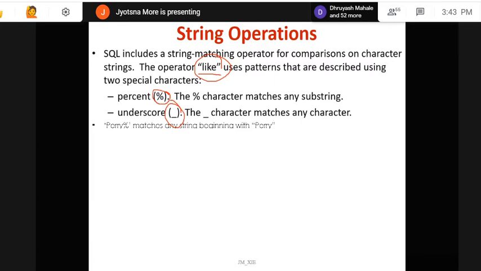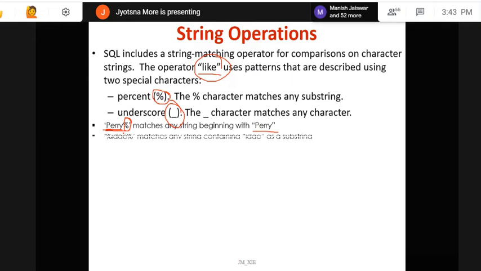Now we'll see examples so it will be more clear. When I'm writing LIKE 'Perry%', it has to match in my database the word Perry, starting with P and ending with Y. The complete word it will check, and after that anything is accepted. So I can have Perry Rich and any other word, and all those will come in my result. First it matches Perry, and after that percent means any number of characters, any substring.